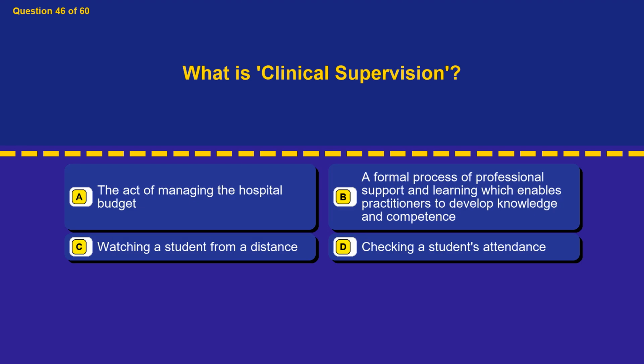Question 46. What is clinical supervision? Option A. The act of managing the hospital budget. Option B. A formal process of professional support and learning which enables practitioners to develop knowledge and competence. Option C. Watching a student from a distance. Option D. Checking a student's attendance.